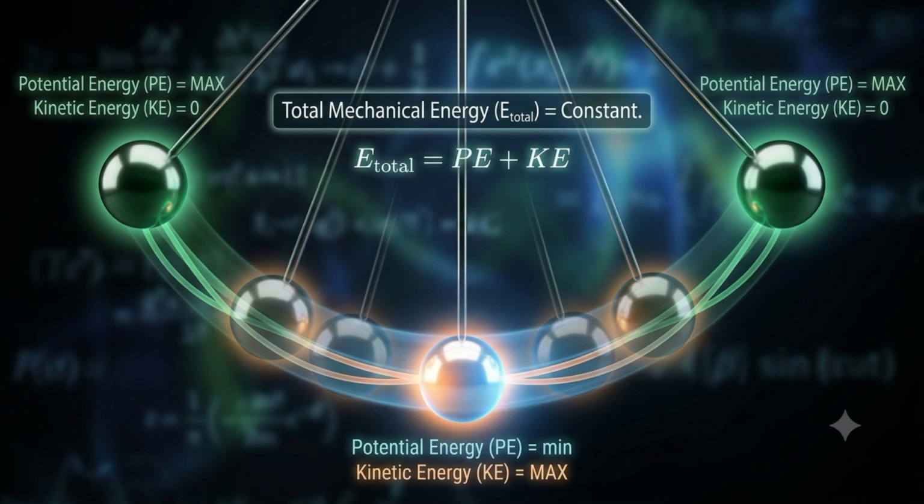In the real world, these two energies are constantly trading places in a beautiful, mathematical dance. Together, they make up what physicists call total mechanical energy. E total equals PE plus KE. In an ideal system without friction, this total number never changes. This is the law of conservation of energy.